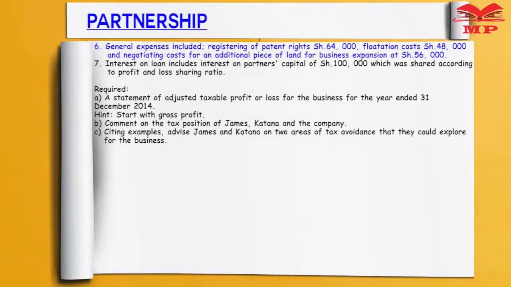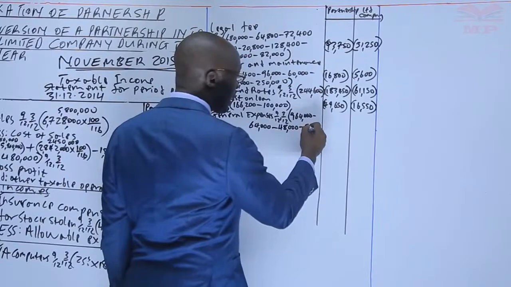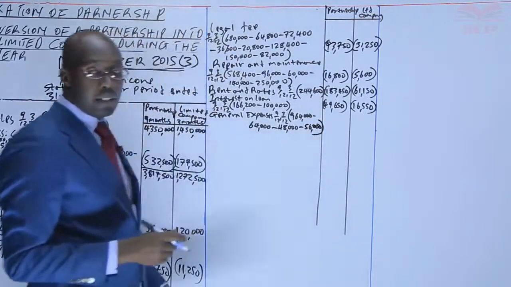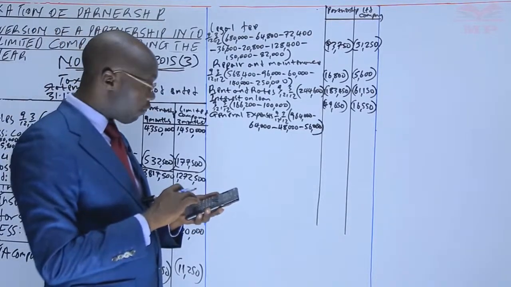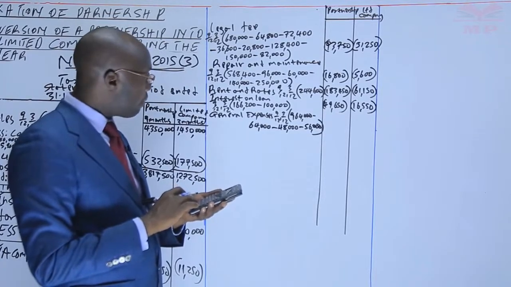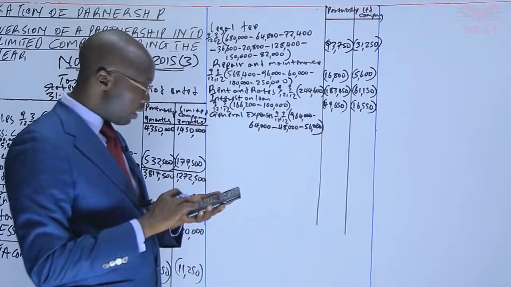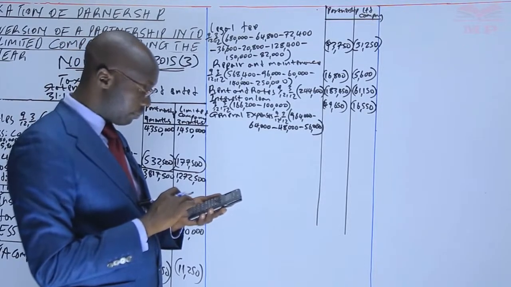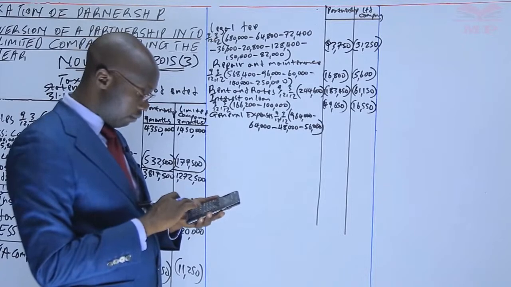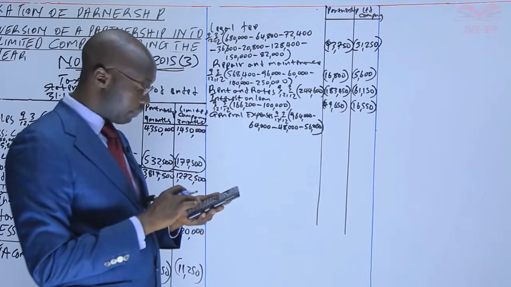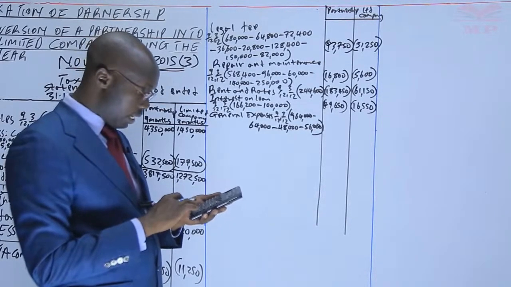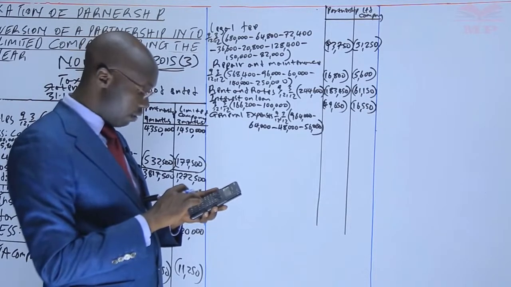Also, there was a cost of negotiating an additional piece of land for expansion, 56,000. That is also not allowable, a fixed asset. Then the remaining one is the one that is going to be allowable. So we are going to take 964,000, and then we minus 64,000, and then we minus 48,000, and then we minus 56,000. You have 796,000. Then we take the figure times 9 over 12.